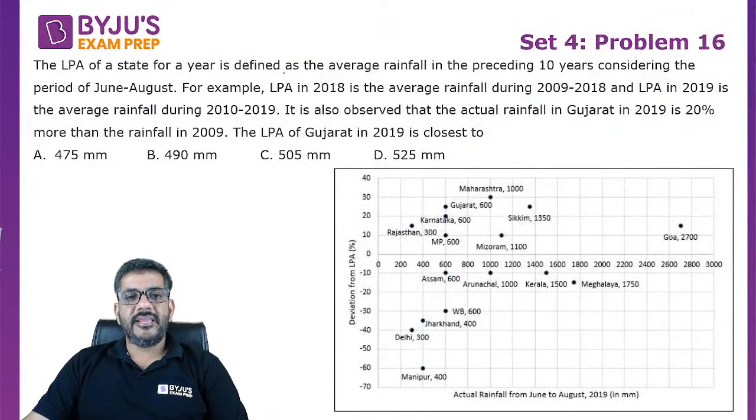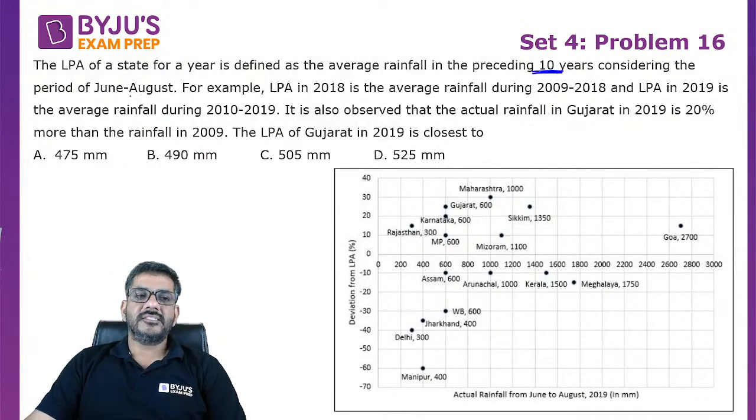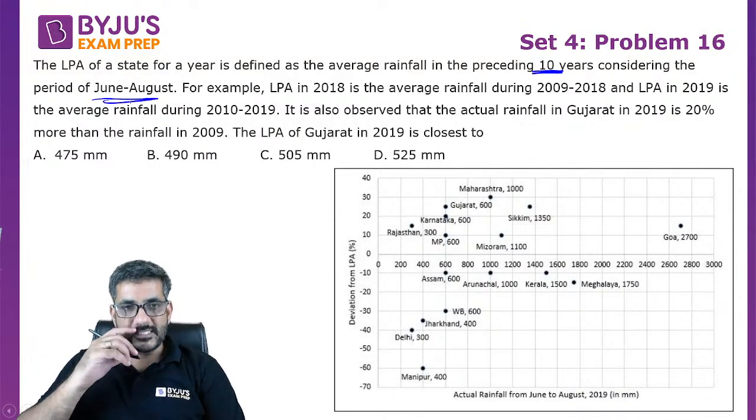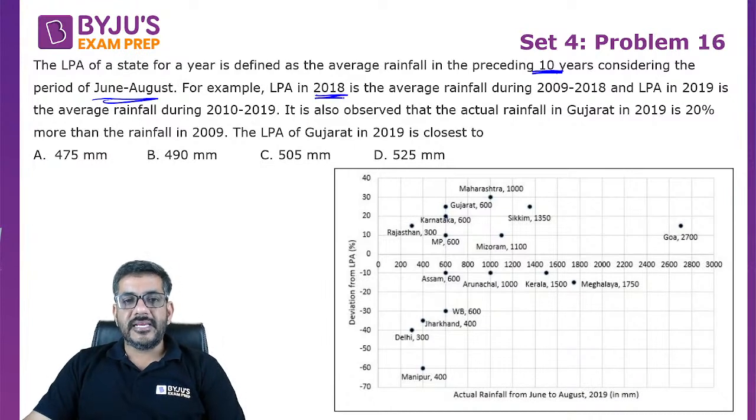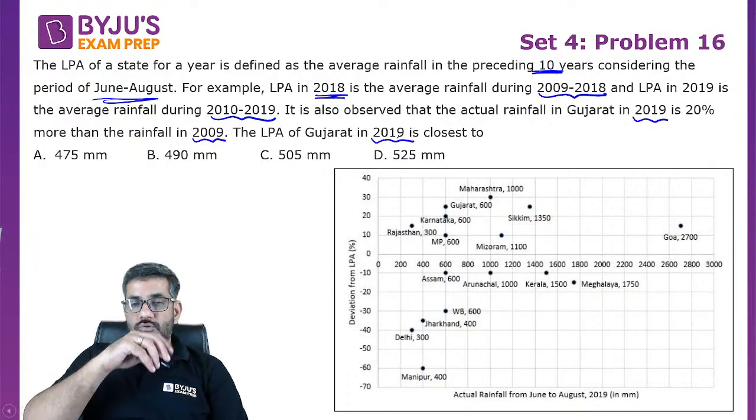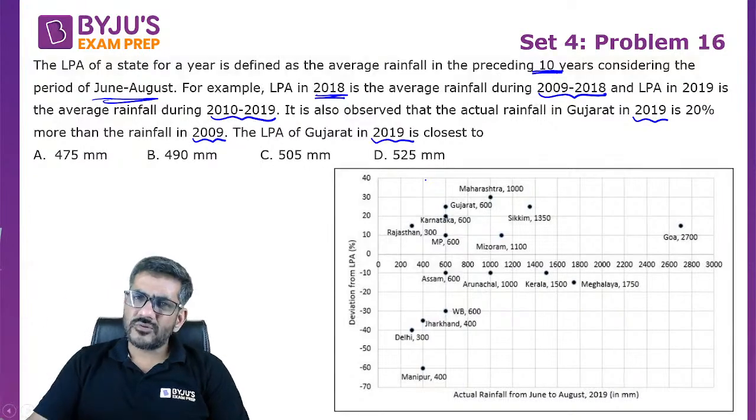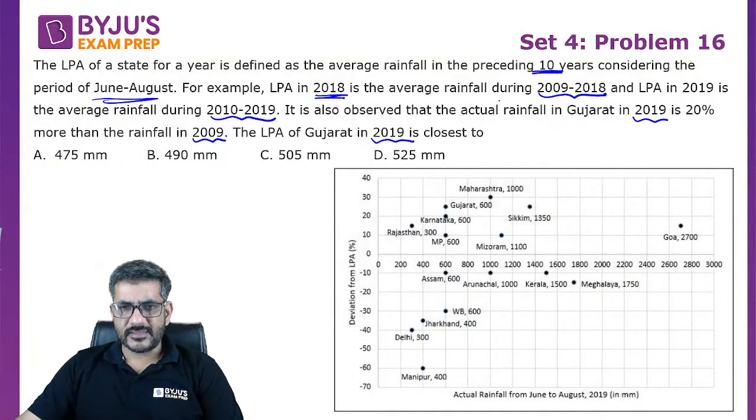LPA of a state for a year is defined as the average rainfall in the preceding 10 years, considering the period of June to August. For example, LPA in 18 is the average rainfall from 9 to 18. LPA in 19 is the average rainfall from 10 to 19. It is also observed that actual rainfall in Gujarat in 19 is 20% more than the rainfall in 2009. LPA of Gujarat in 19 is closest to what? We are talking about Gujarat, we are talking about LPA. Let's check that.